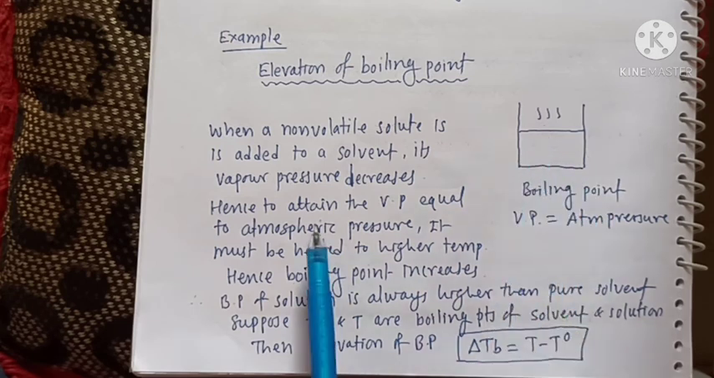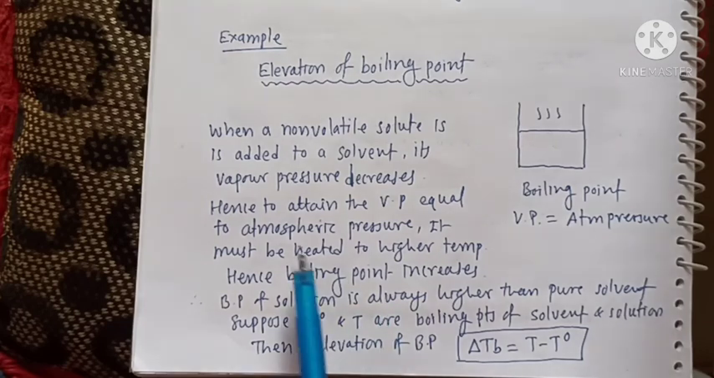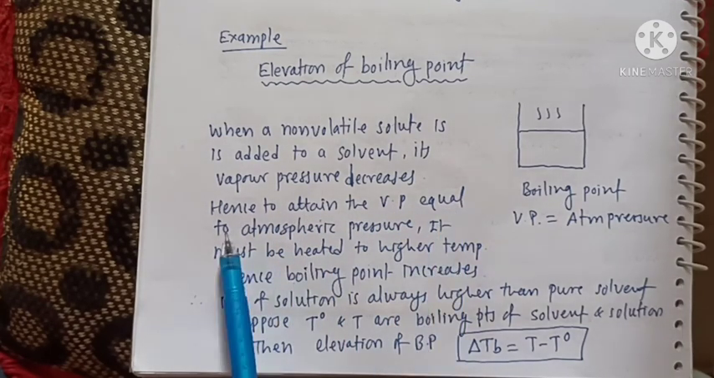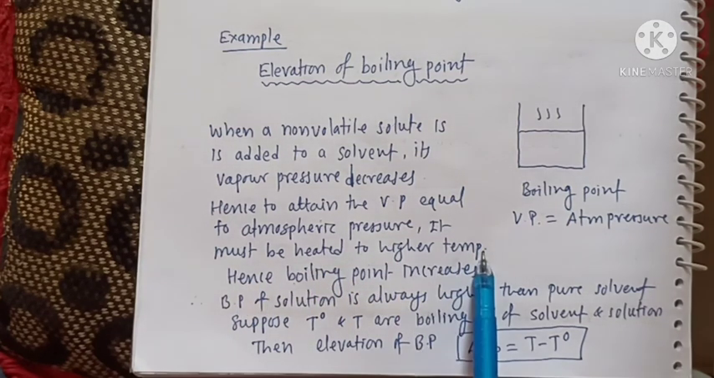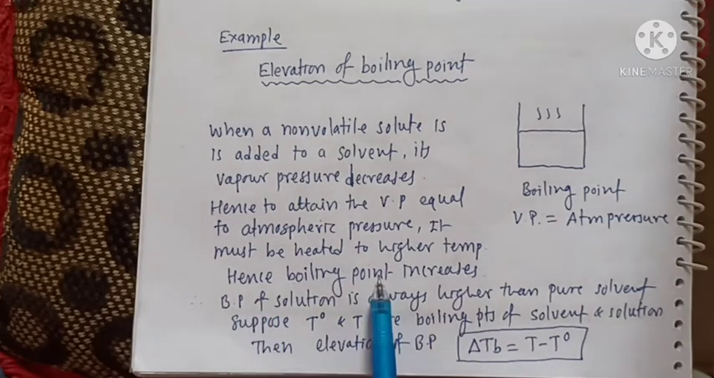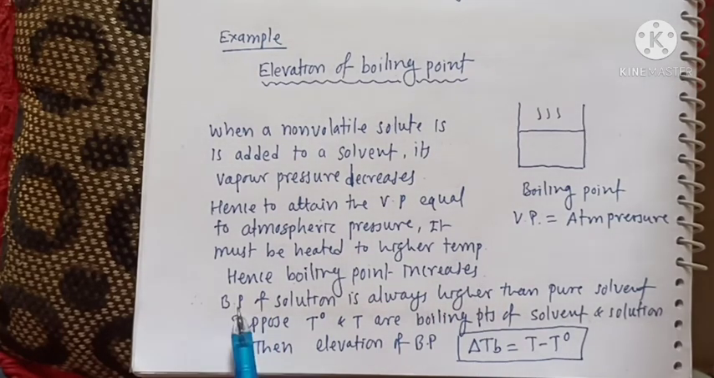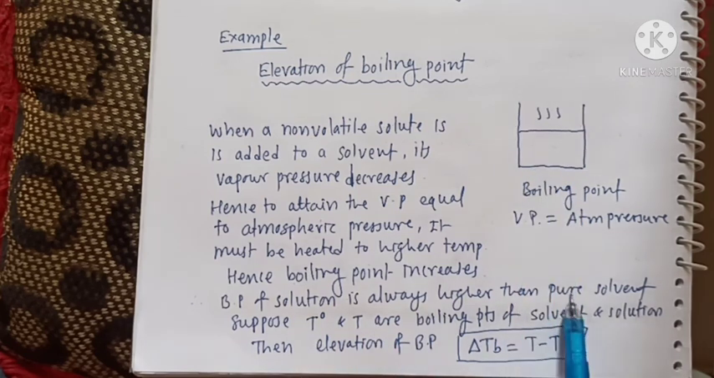And as the vapor pressure will decrease, we have to heat the solvent to more extent. Hence, to attain the vapor pressure equal to atmospheric pressure, it must be heated to a higher temperature. Hence, boiling point increases. Therefore, boiling point of a solution is always higher than pure solvent.